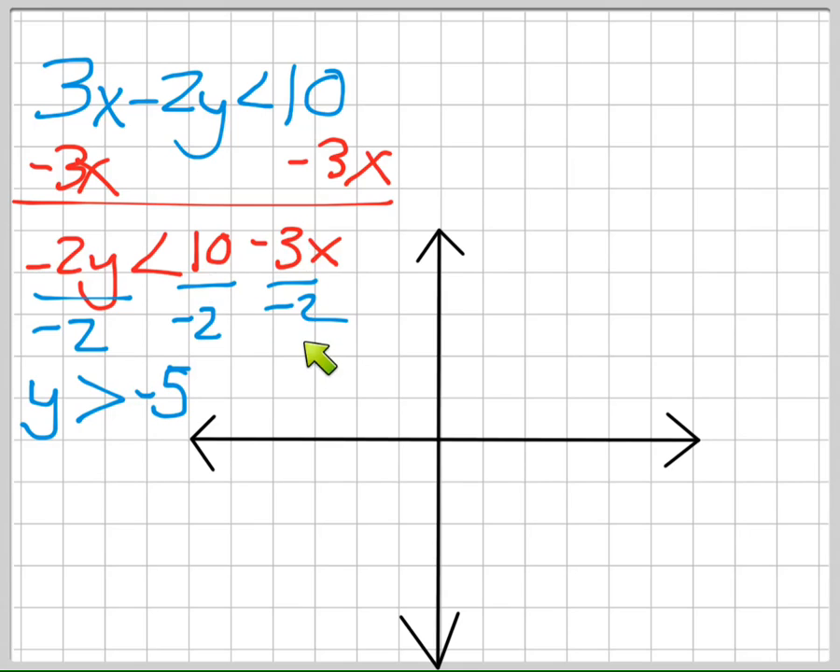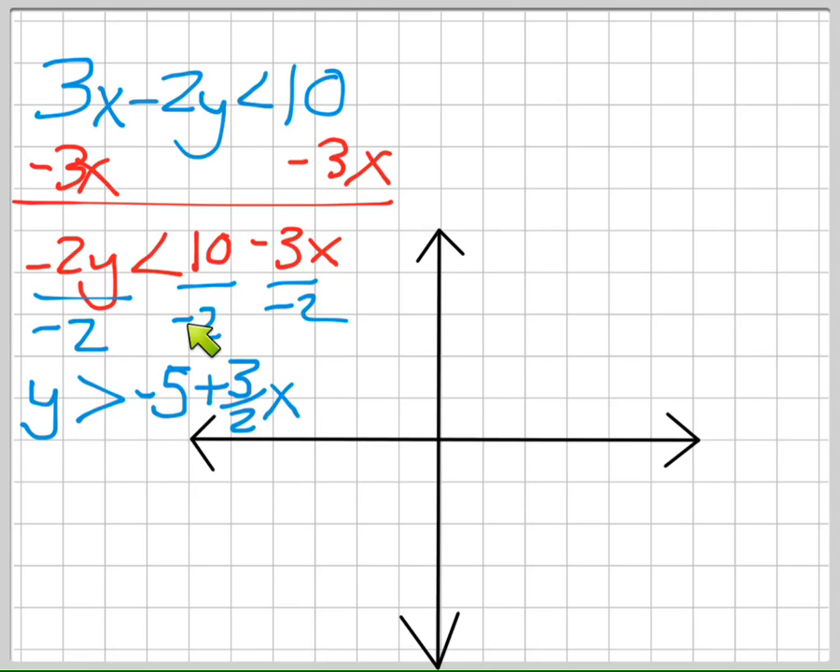And then we have a -3 divided by -2. Now that would be 1.5, but we don't want to deal with decimals in a slope, so we're going to leave it as a fraction. But since it's a negative divided by a negative, that's going to be a positive. So we're going to make it a positive 3/2x. Okay. So that means this is in slope-intercept form.